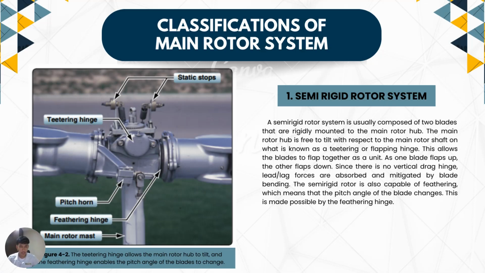So for the first classification of main rotor systems, the first is the semi-rigid rotor system. A semi-rigid rotor system is usually composed of two blades that are rigidly mounted to the main rotor hub. And this main rotor hub is free to tilt with respect to the main rotor shaft on what is known as a teetering or flapping hinge. This allows the blades to flap together as a unit. Also, the semi-rigid rotor is capable of feathering, which means that the pitch angle of the blade can change. This is made possible by the feathering hinge.